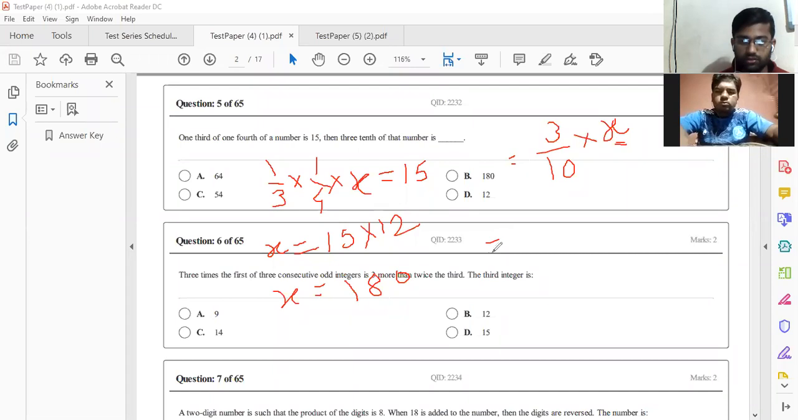So 3/10, you need to calculate 3/10 of that number. So 3/10 multiplied by 180. Okay, so the 0s get cancelled, 18 times 3 is 54. 54, option C.